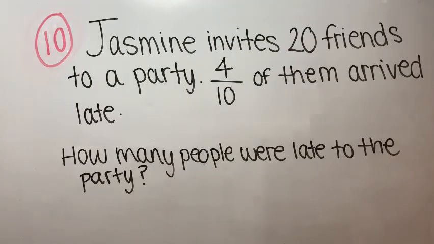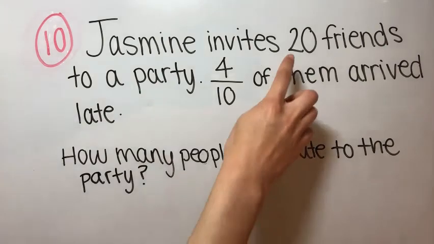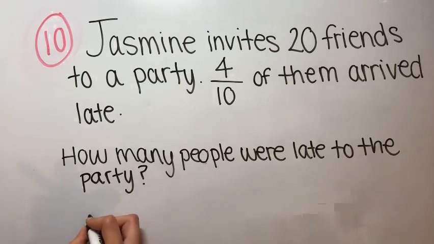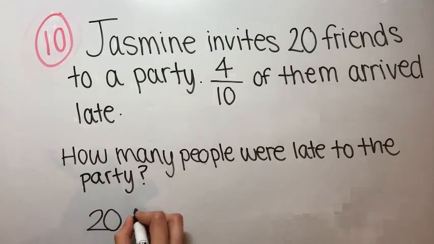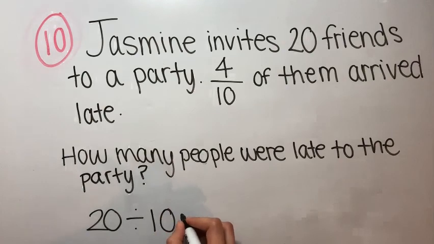Question 10. Jasmine invites 20 friends to a party. 4/10 of them arrived late. How many people were late to the party? We're going to start off by dividing 20 by 10. 20 divided by 10 gives us 2.